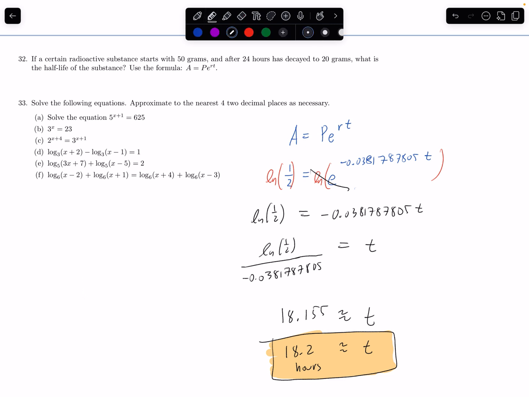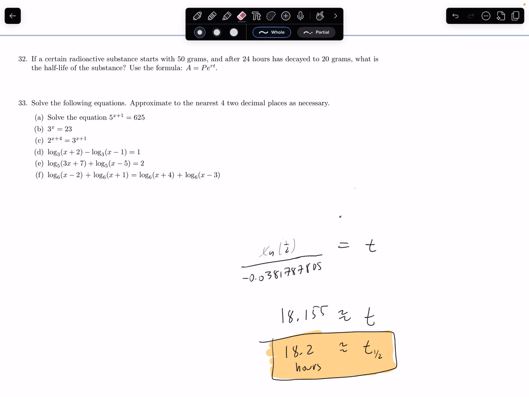Oh, one more small note. If you want to, you can write this as T sub 1/2 because that's the notation for a half-life. But you don't have to. You can just keep it as T. It's fine.